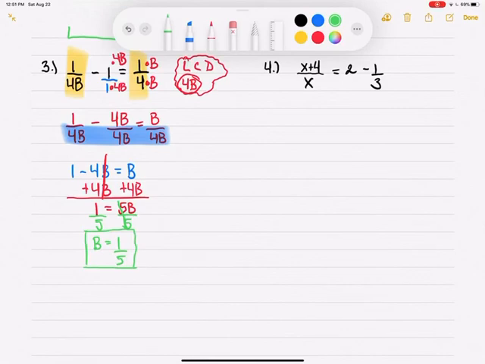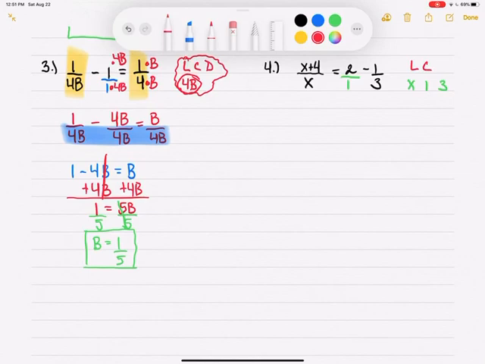In the last example, I have x plus 4 divided by x equals 2 minus 1/3. To solve this, I need to first make 2 into a fraction, and I do it the same way I made 1 into a fraction in example 3. All I'm going to do is draw a line underneath and put a 1. Now, my denominators are x, 1, and 3.